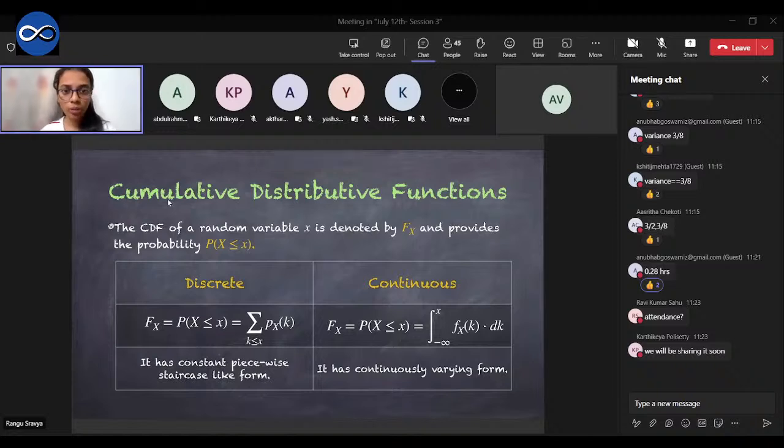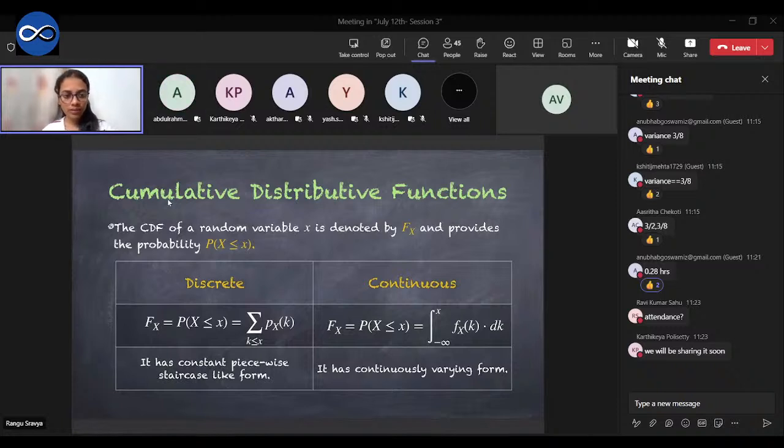So now let us look at cumulative distribution functions. The CDF of a random variable X is denoted by F_X and provides the probability P of X less than or equal to x. So CDF is defined to be the probability for X less than or equal to x. That is the definition. For discrete and continuous, let us look at how we can find it. This CDF is denoted by capital F_X. Don't get confused between CDF and PDF. The PDF is denoted by small f. Here it is denoted by capital F.